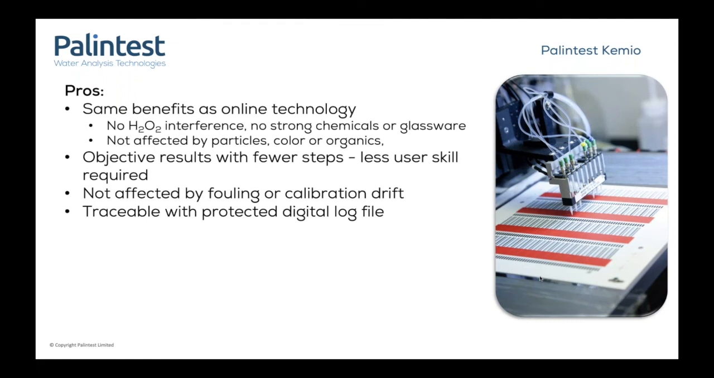Because those sensors are disposable, they're not affected by fouling or calibration drift. We're changing that measurement surface every single time. And because it's digital, and because we're logging the results in a protected file on the device, we have full traceability should an auditor come and want to see our records.